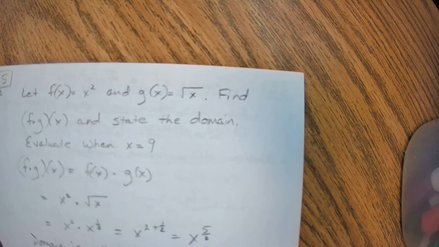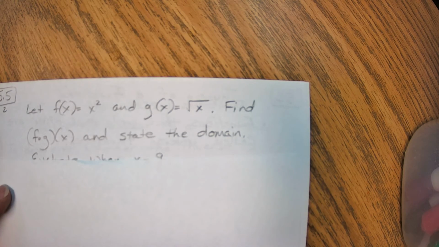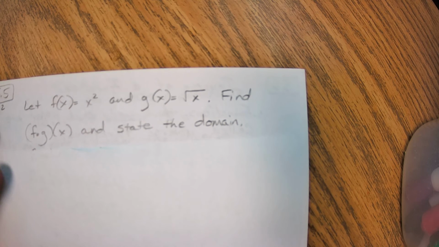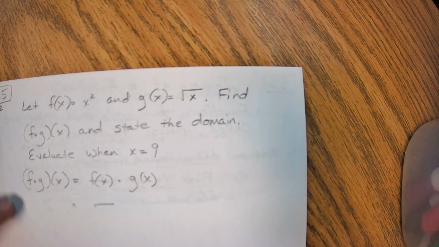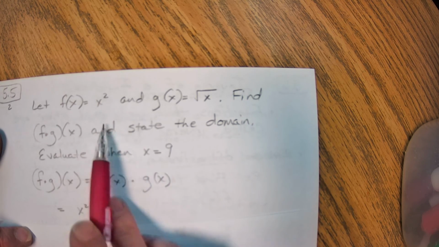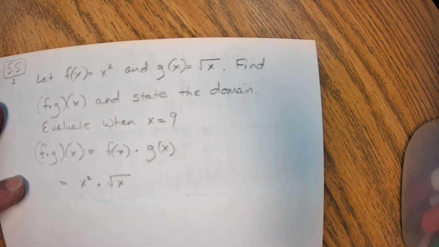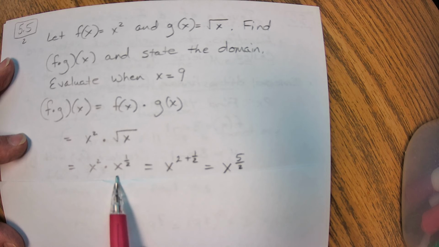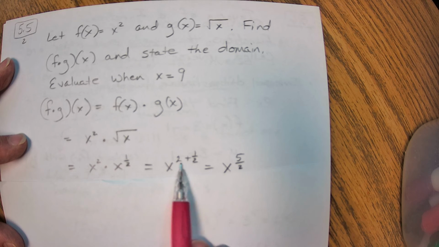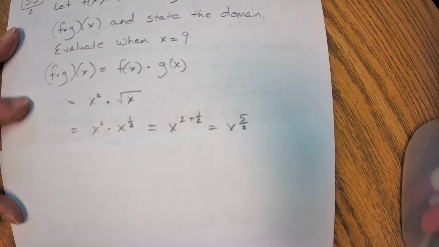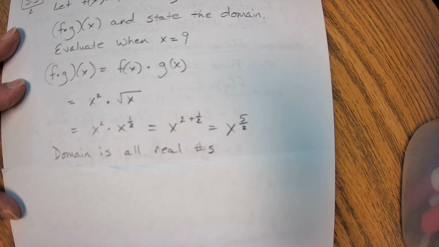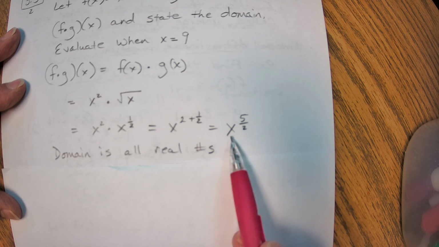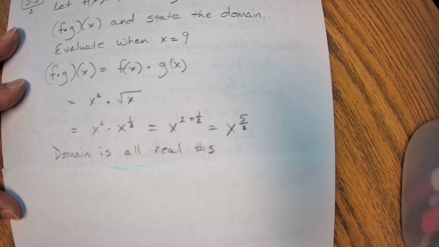Okay, the next one will be multiplying. We're going to just multiply x squared times the square root of x. I'm going to rewrite it with rational exponents, and 2 plus 1/2 is 5 halves. And the domain of this function is all real numbers.